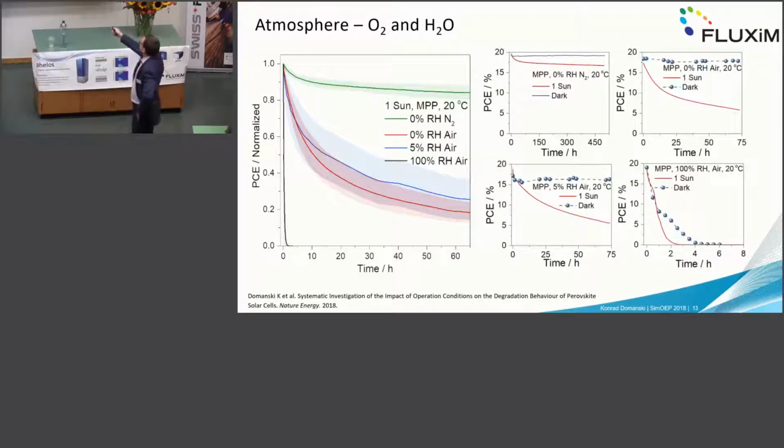So as you see, when we keep the devices in nitrogen in the dark, unsurprisingly, they don't degrade. The same in dry air. With 5% of humidity, they degrade a little bit. Looks like they hydrate a little bit at the beginning and then stay stable. But then with a lot of water, they degrade regardless of illumination. So it looks like oxygen plus light is bad, but water doesn't require light to destroy the perovskite. It can do it on its own.